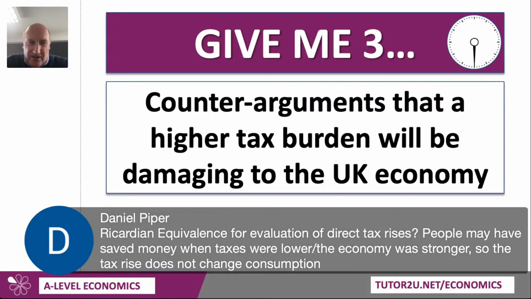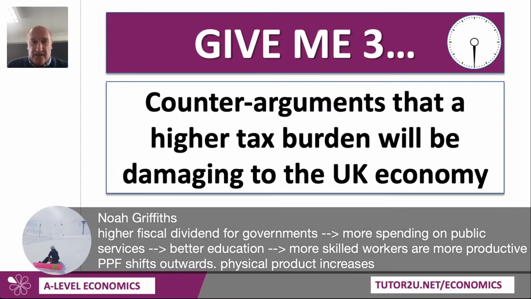Daniel Piper looks like he's a third-year undergrad at this point. Ricardian equivalence for evaluation of direct taxes? Yes, maybe not on the spec, but my word, that would be a great point. Ricardian equivalence is the idea that today's borrowing is tomorrow's taxes, and the tax burden across different generations. Quite interesting. But don't worry, that's not a part of the spec for the other people.